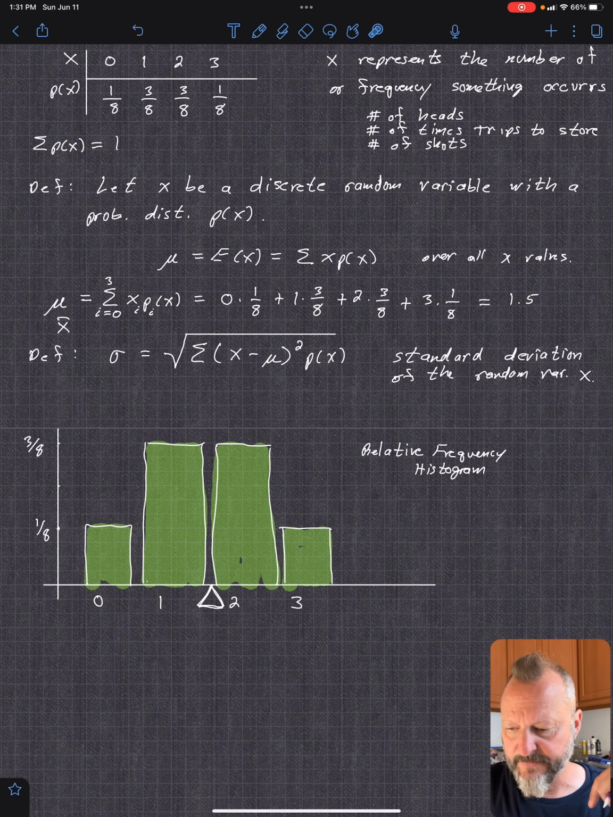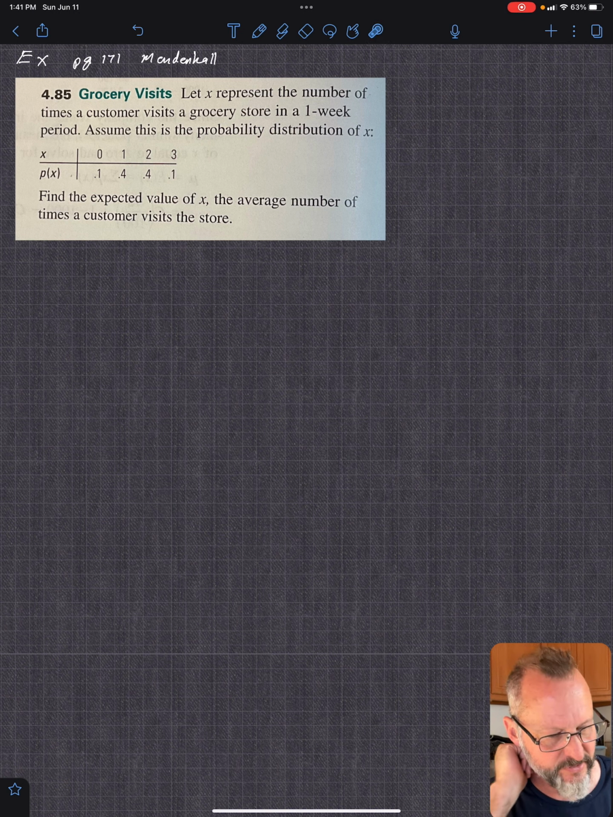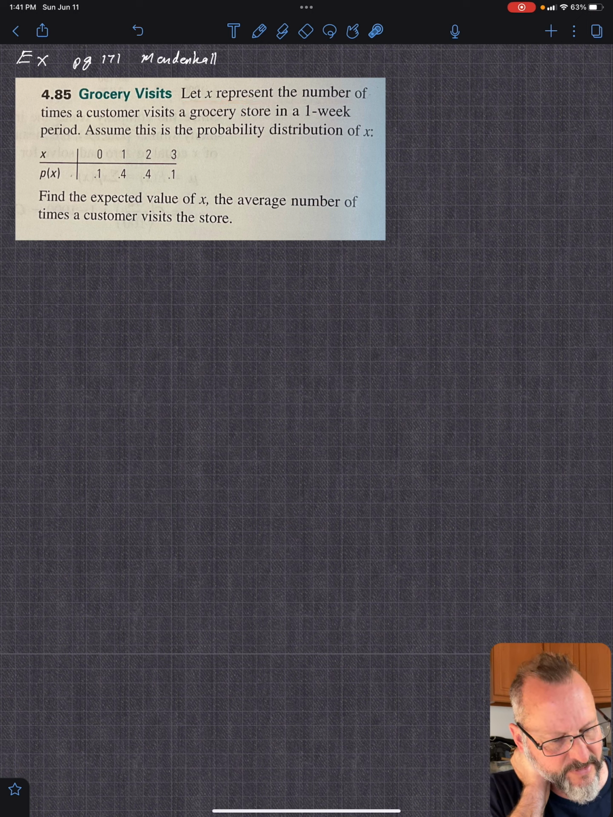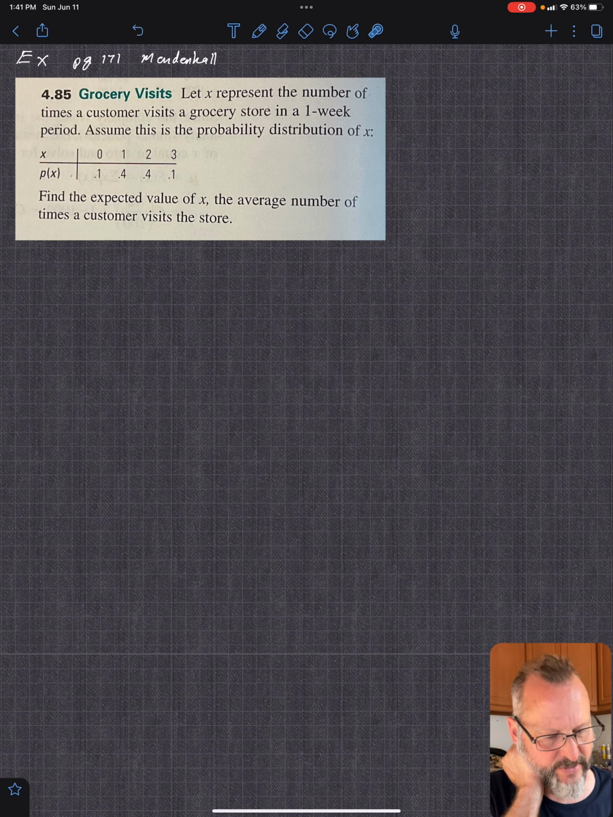Okay, let's go ahead and do this example, 4.85. I'll read it first, just like I usually do in class. Let x represent the number of times a customer visits a grocery store in a 1 week period. Assume the probability distribution of x is given by this. So this is the number of times: either they don't visit, visited once, visited twice, visited 3 times. You can see that this is equally distributed. It's not skewed in any way.